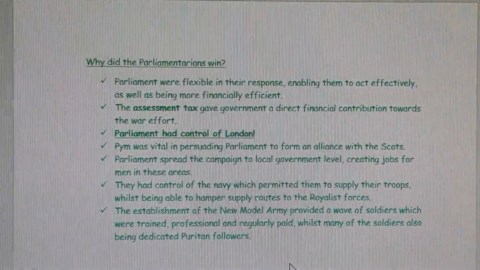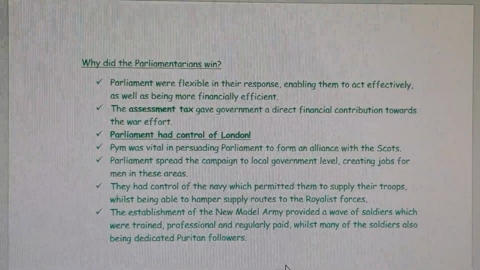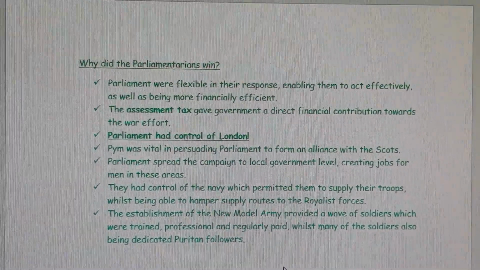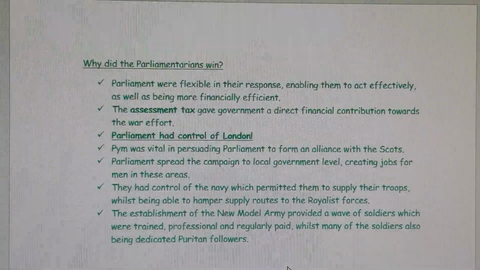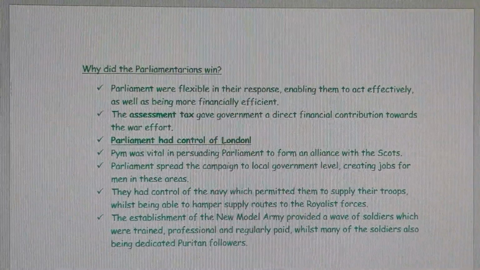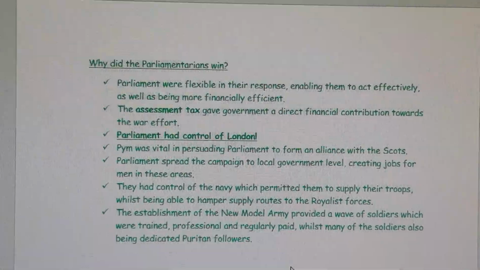And Pym was vital in persuading Parliament to form an alliance with the Scots. The Scots became very helpful to the parliamentarians because the parliamentarians had control of the south, the southern coast, London, but the Scots were also able to support from the north. So it is an attack on two fronts against the royalist camp.